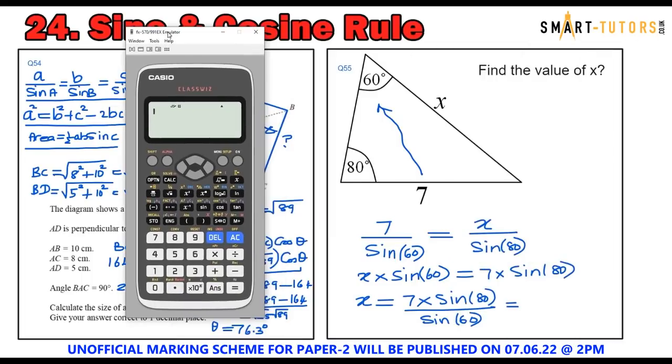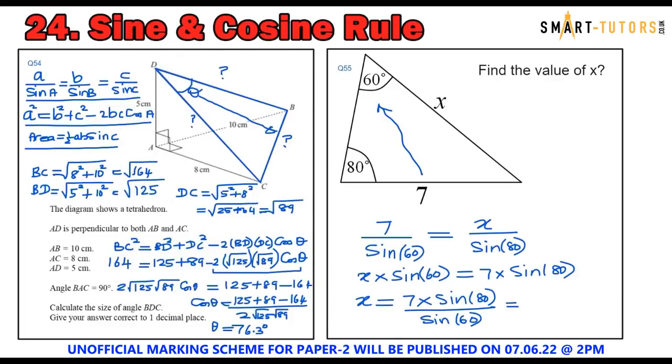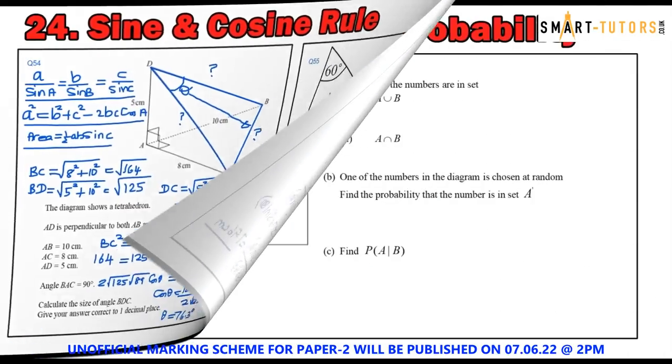So I will show you on the calculator how to do this one. So use the fraction button. 7 times sin 80 bracket, make sure you close it, and sin 60 bracket, close it. 7.96 is the correct answer. 7.96 in the same unit. So if they're giving centimeter, it's going to be centimeter, right? So that is the topic number 24.